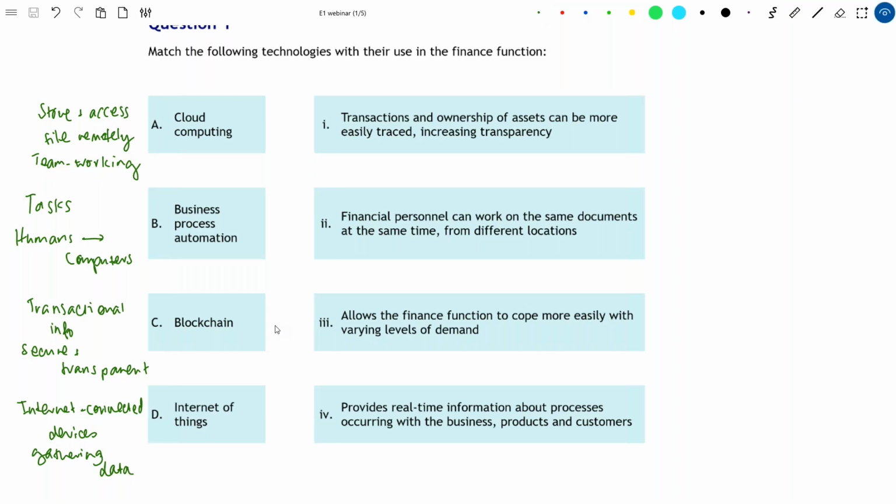So let's have a look at our first one here, which is transactions and ownerships of assets can be more easily traced, increasing transparency. So for this option, there could be potentially a couple of correct answers, and one of those is blockchain. By using blockchain, a long-lasting record of transactions can be created, as the blocks in the blockchain cannot be easily edited, which is why it was so secure, meaning that transactions can be easily traced, and as the ledger is accessible to everyone in that blockchain system, it increases the transparency. So one of our options here could be blockchain, so we'll put C there.